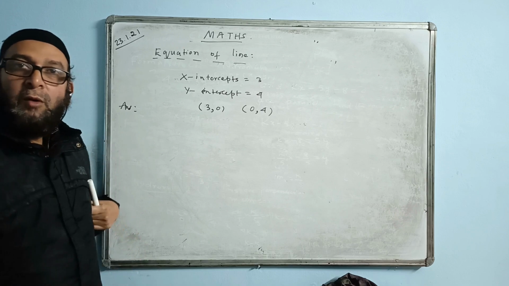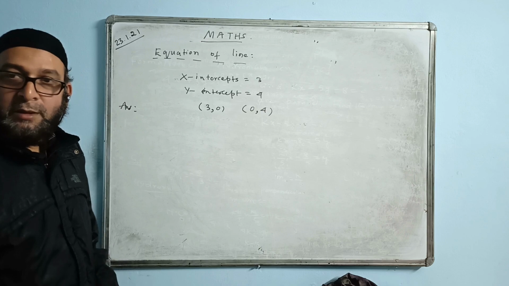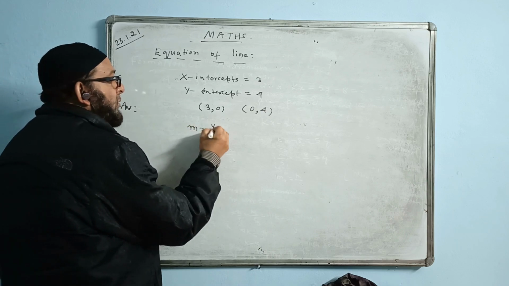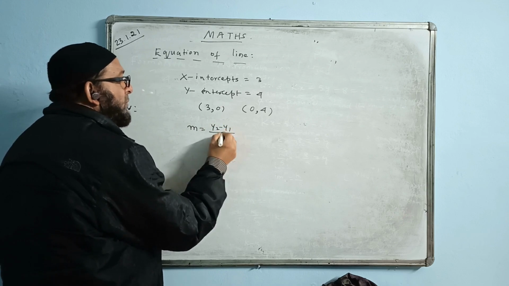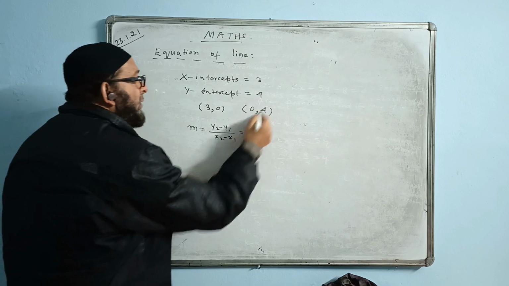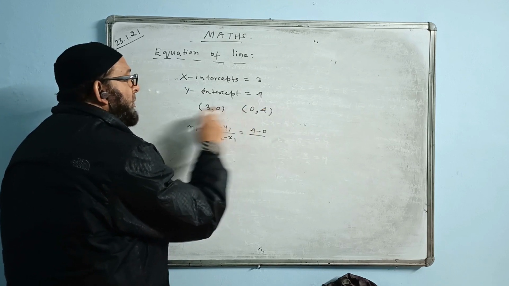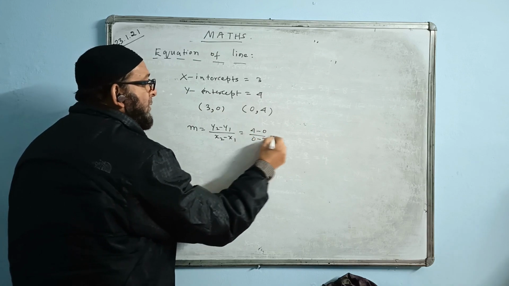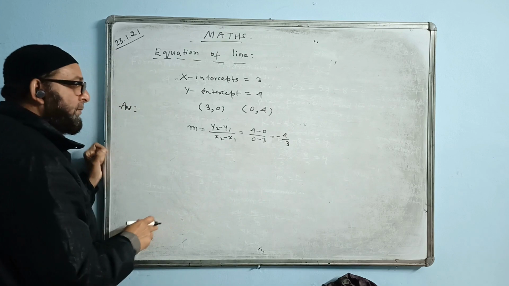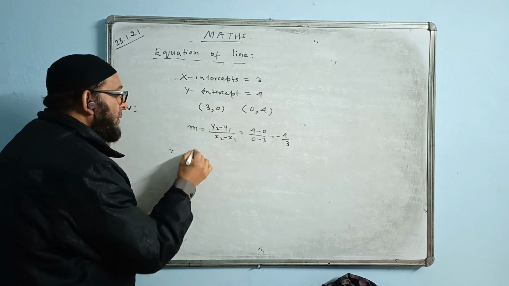When 2 points are known, how do we find the equation? You know that first you must find the slope. Yesterday I taught: m is equal to, first we'll find slope by this method, y2 minus y1 by x2 minus x1, putting y2 value 4 minus 0, and x2 minus x1, 0 minus 3, 4 upon minus 3, which is minus 4 by 3. This is the value of the slope. Now take any one of the points and form the equation.